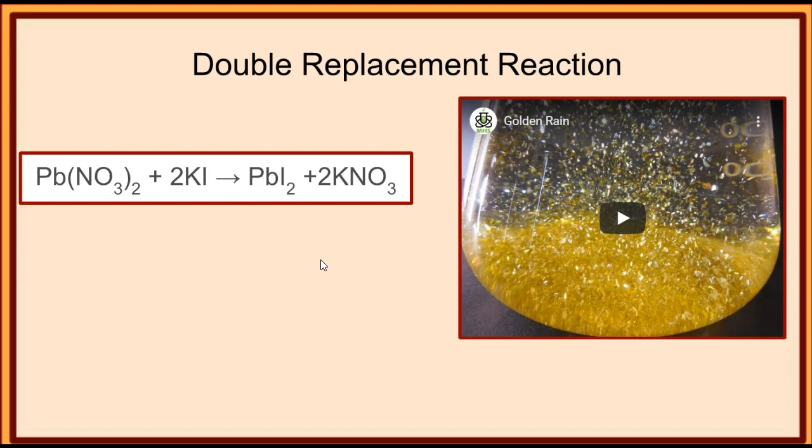Here's another double replacement reaction. Lead nitrate and potassium iodide will form lead iodide and potassium nitrate. The lead and the potassium will switch places. Here is a video about this reaction.